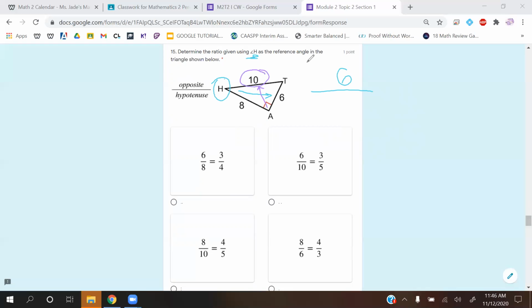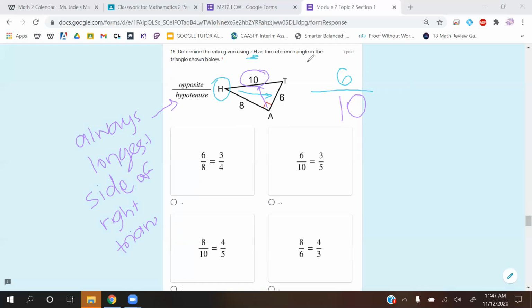Hypotenuse is always directly across from the right angle. 10. Also, hypotenuse is going to be the longest side of the right triangle. Hypotenuse is always longest. Sorry, that's kind of messy. Sorry, it's really hard to write neatly on this computer screen. So yeah, the hypotenuse is always the longest side of the right triangle. See, 8, 6, 10, 10 is the longest.